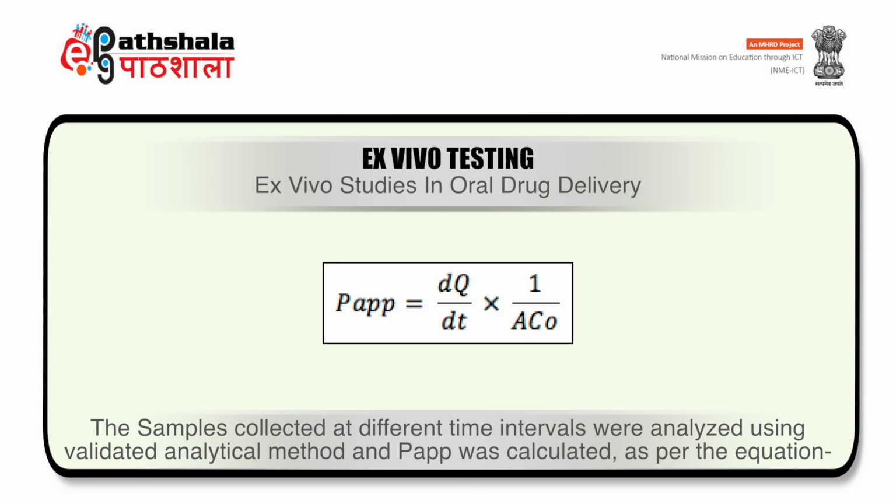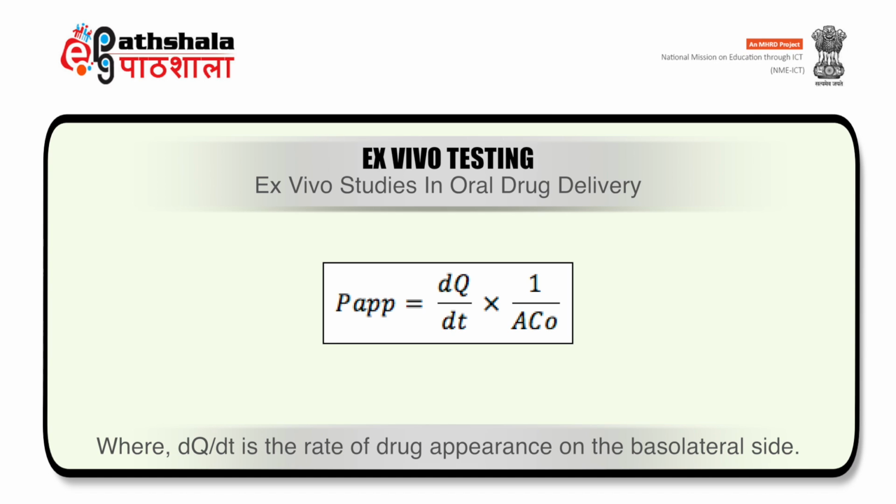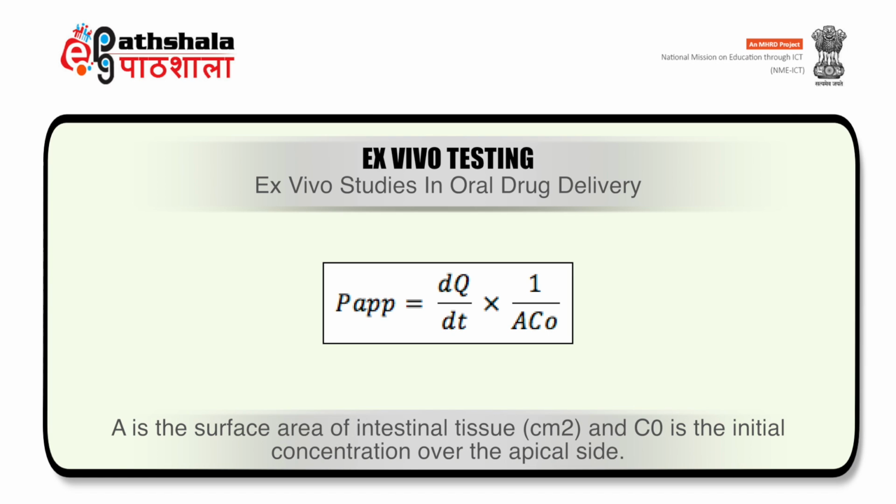The samples collected at different time intervals were analyzed using a validated analytical method, and Papp was calculated as per the equation, where dQ/dt is the rate of drug appearance on the basolateral side, A is the surface area of the intestinal tissue, and C0 is the initial concentration on the apical side.